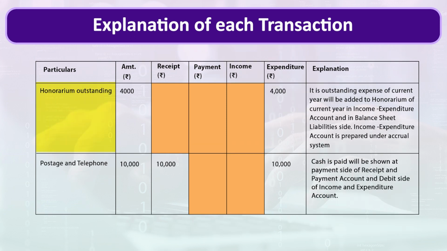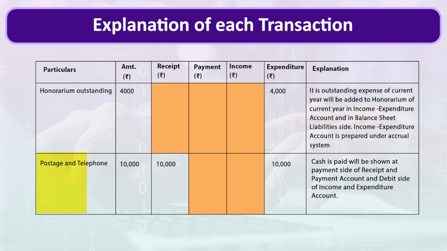Honorarium outstanding amounts to rupees 4,000. It is outstanding expense of the current year and it will be added to honorarium of current year in income and expenditure account and in the balance sheet liability side. Income and expenditure account is prepared under accrual system.